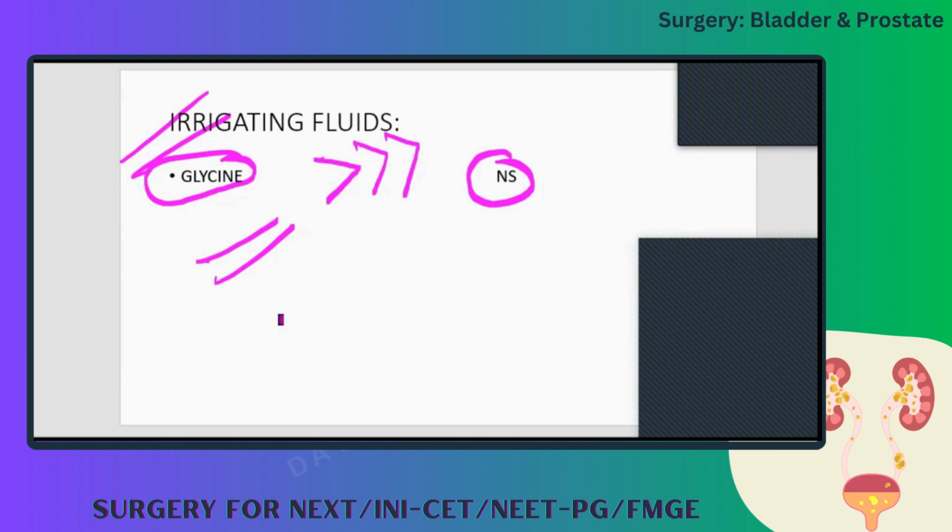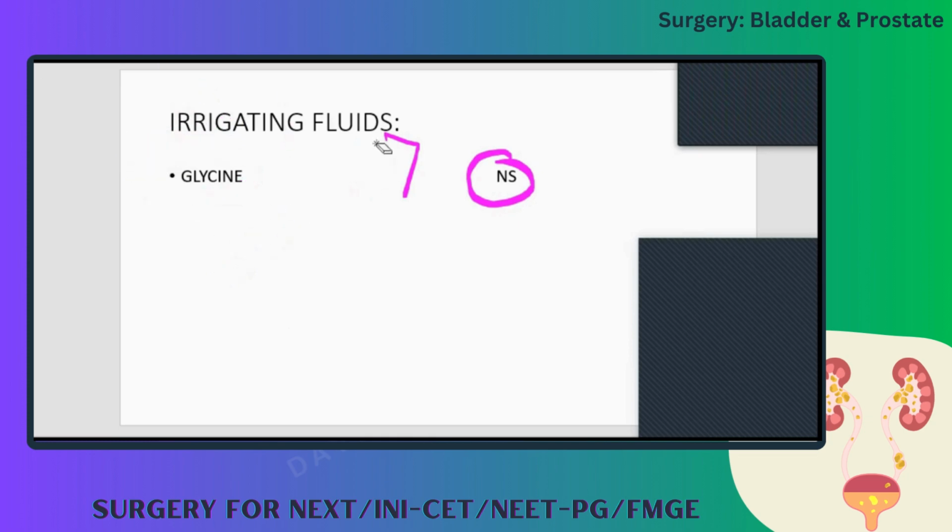Why is glycine preferred and used more often compared to normal saline? You asked a good question. When we resect the prostate, we use some current to resect it. With the current, a loop will be charged, and with that loop we will start resecting.